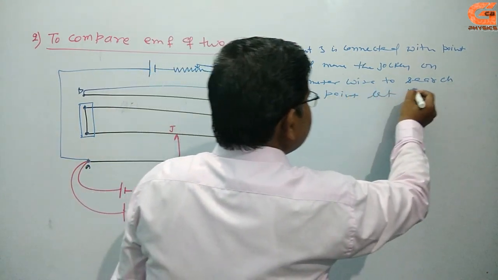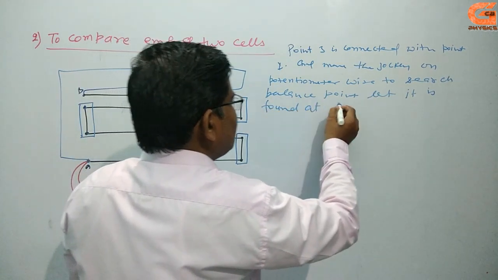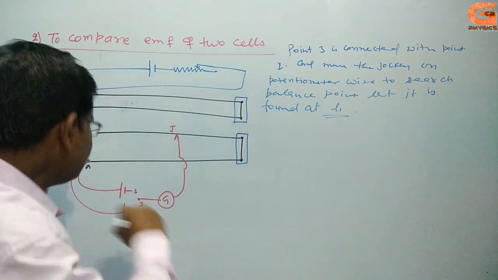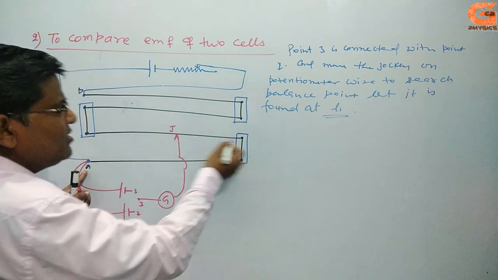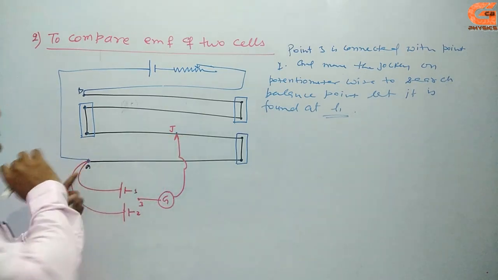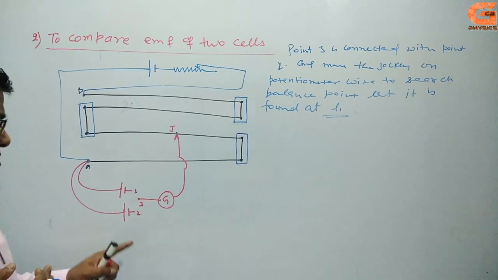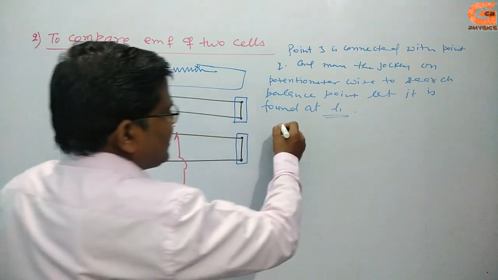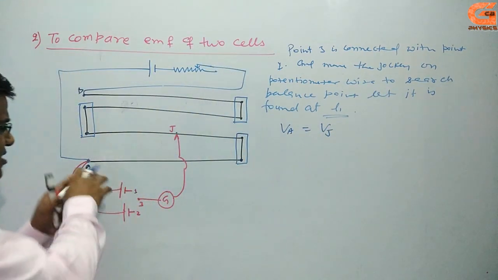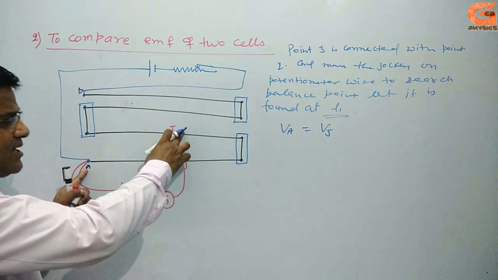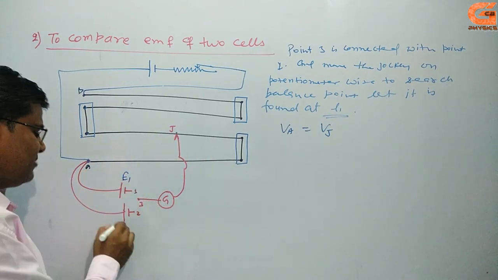Let it be found at L1. L1 means starting from A, 100 centimeter plus a few centimeter, and this is L1. Then the potential at A is equal to what? The potential at AJ is equal to the potential between this one, which is E1, and this one, which is E2.